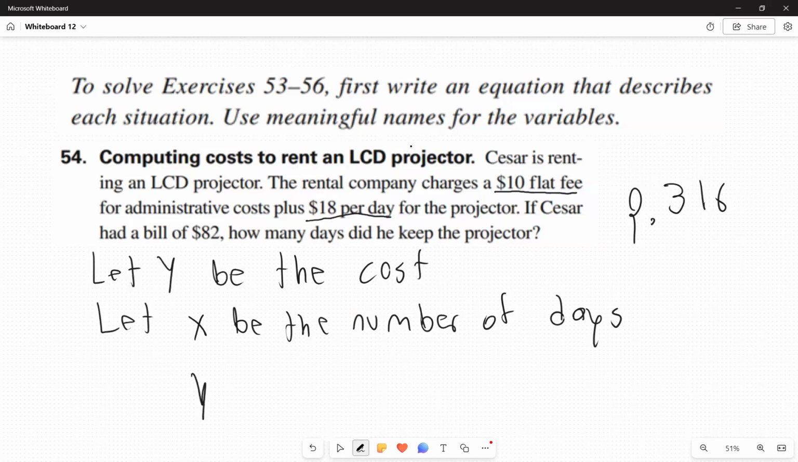So y is going to be the $10 flat fee. And the days he kept the projector, so 1 day is going to be $18. So 1 day is going to be 18 times 1, 2 days is 18 times 2, 3 days is 18 times 3, and so on. We're going to call that 10 plus 18x. So that's the equation.